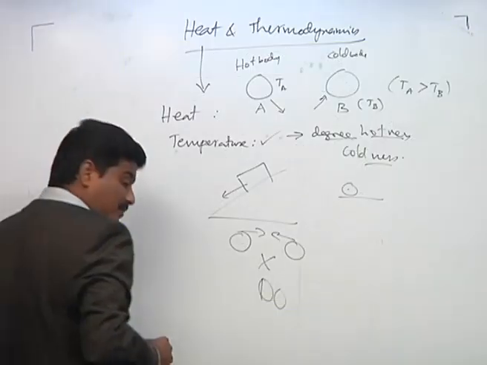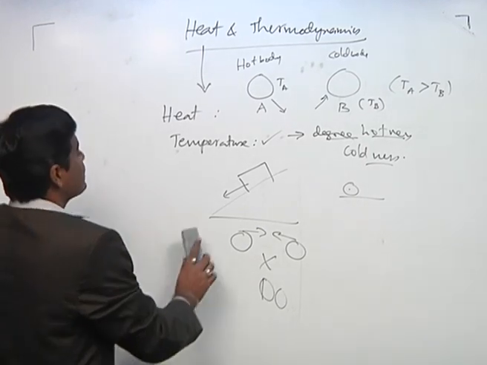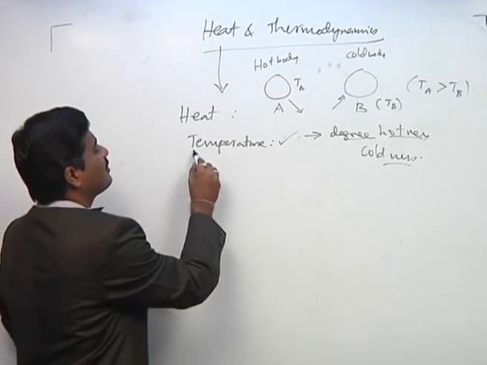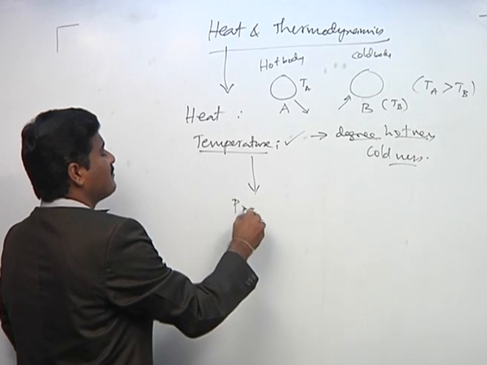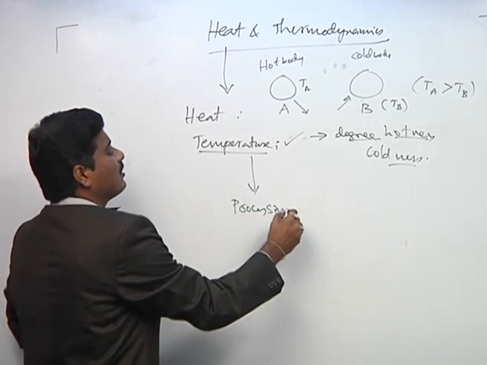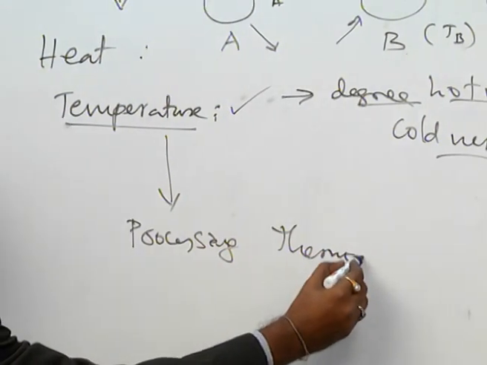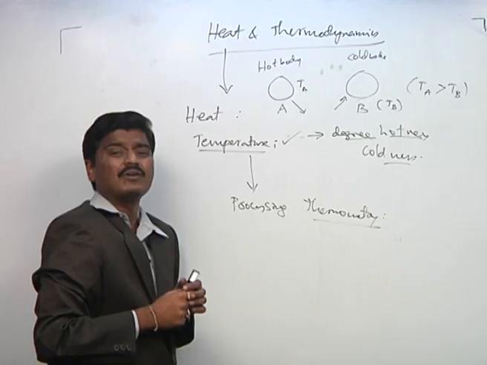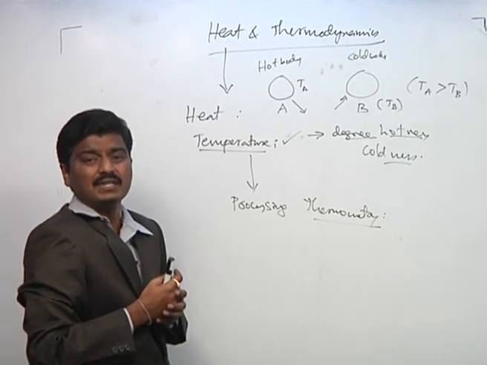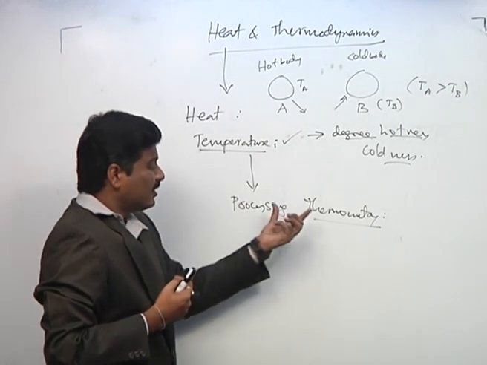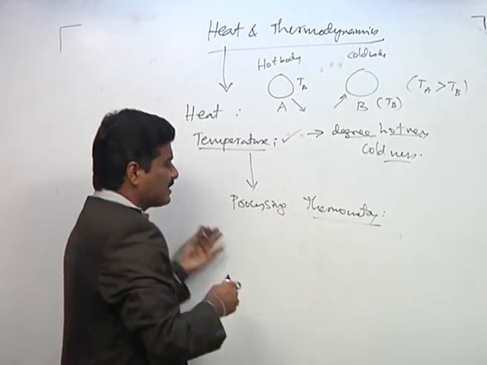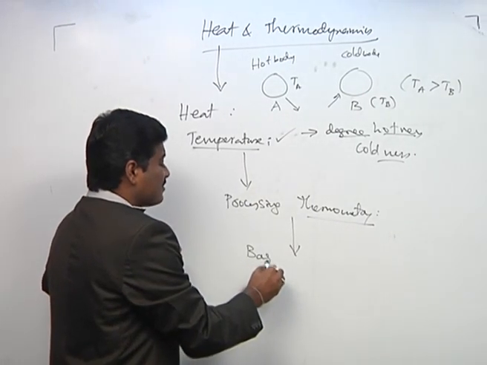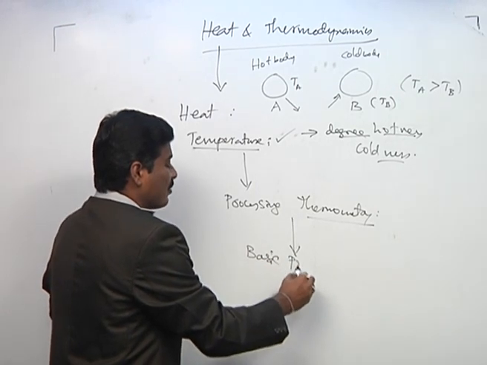Temperature is a measure of the degree of hotness or coldness. In this class, first we will discuss how to measure temperature. The process of measuring temperature is called thermometry. How can you measure temperature? If you are having a fever, how can we measure our temperature? By taking a thermometer. So in thermometry, temperature is measured based on the variation of a basic property.